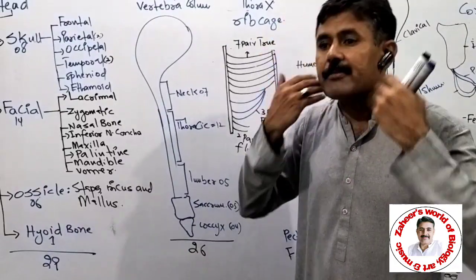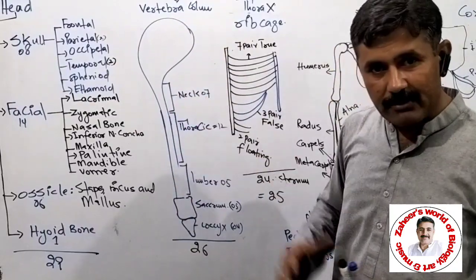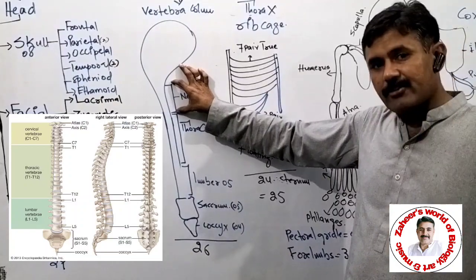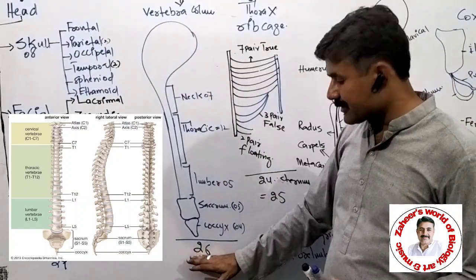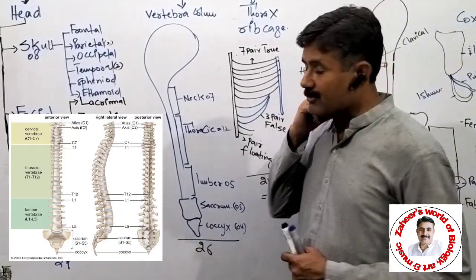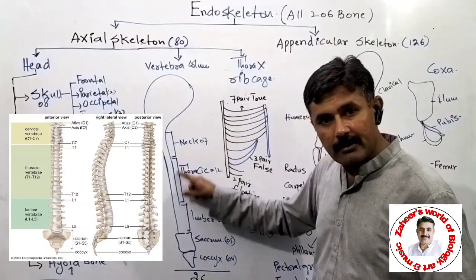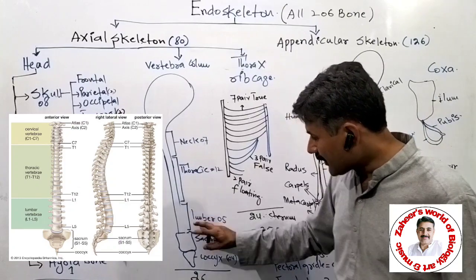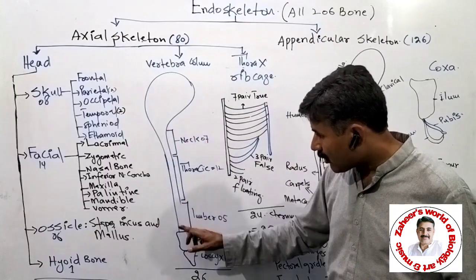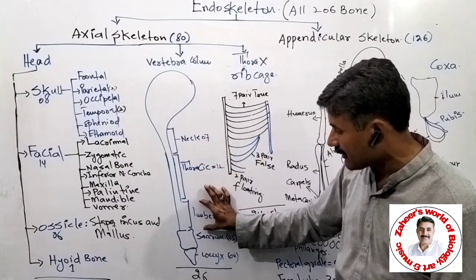Right from the skull, when we move down, we have the vertebral column, which we have divided into regions. The vertebral column consists of 33 bones that finally fuse to form a total of 26 bones. There are 7 vertebrae present in the neck region, called cervical vertebrae. There are 12 thoracic vertebrae. And there are 5 vertebrae present in the lumbar region. These are categorized as cervical, thoracic, and lumbar vertebrae.